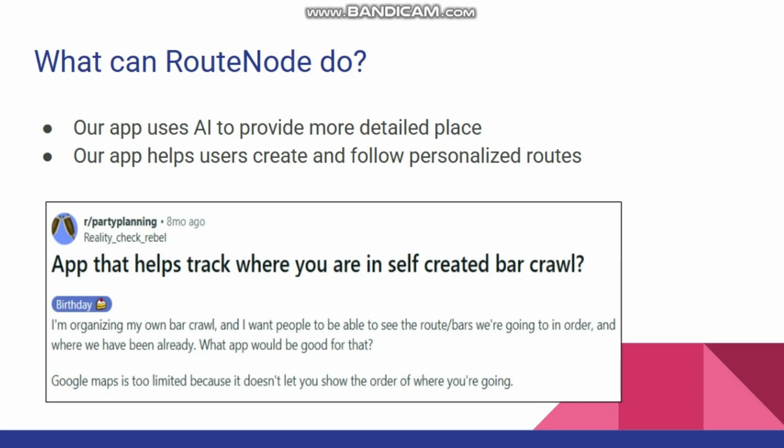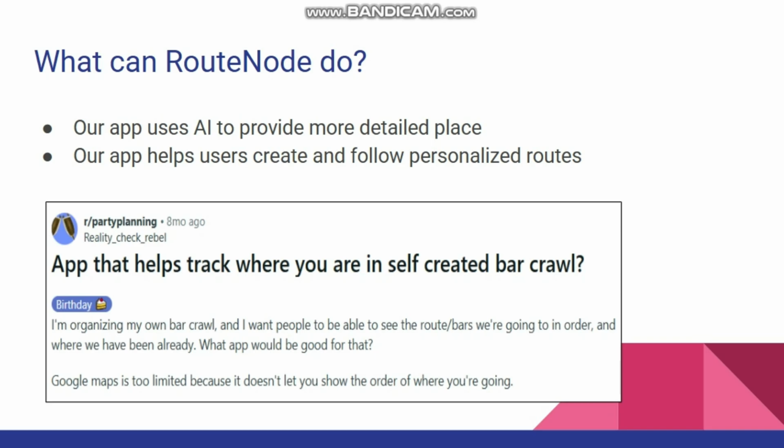Our app basically uses AI to pull information from multiple sources, so it can recommend the places in a much more specific way than Google Maps. For example, it can suggest the restaurants with lighter flavors or libraries where you can plug in your laptop. And on top of that, the app helps users build personalized routes based on their own preference. As you can see, this is a real problem people face.